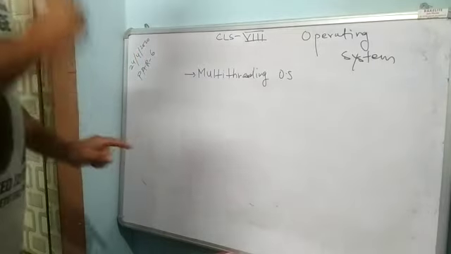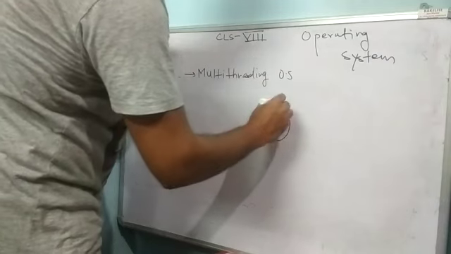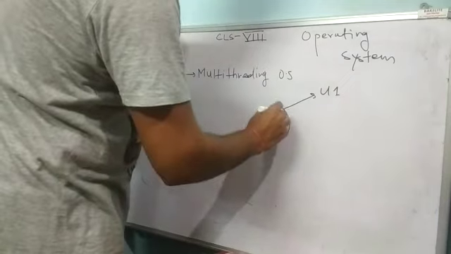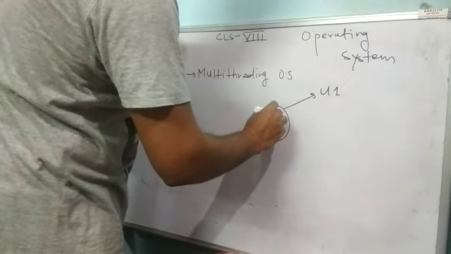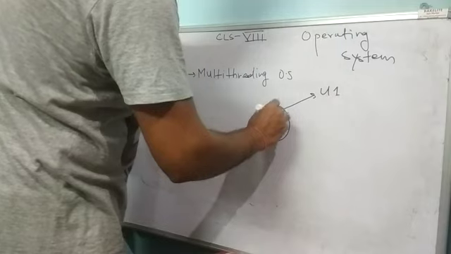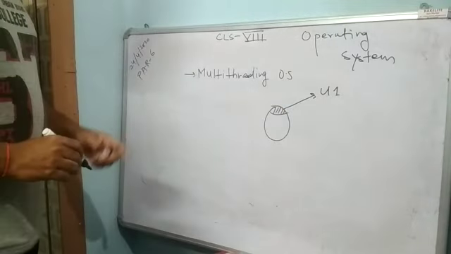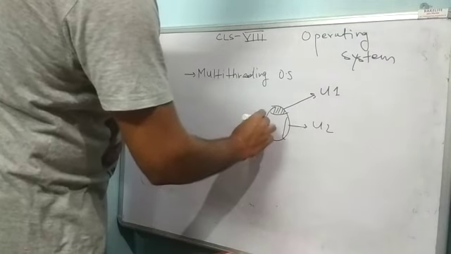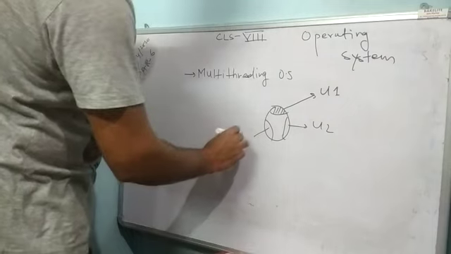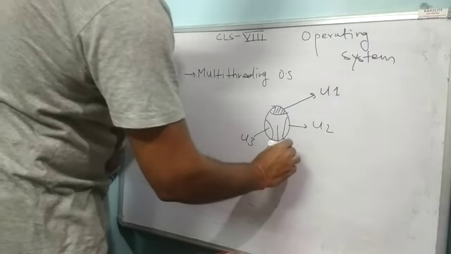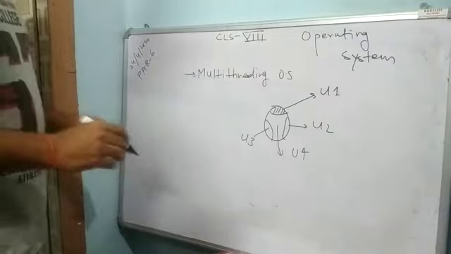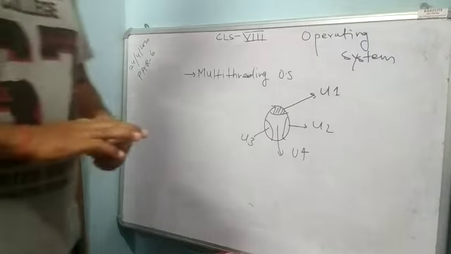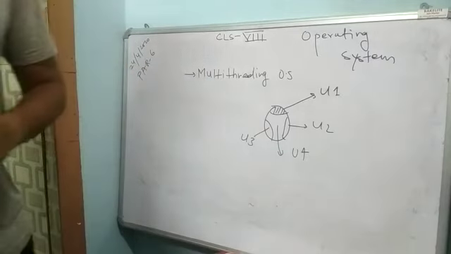simultaneously, which means suppose this is a program. One part is accessed by user 1, this part is accessed by user 2, this part is accessed by user 3, and this part is accessed by user 4, at the same time. What I said, simultaneously. This is done through the multi-threading operating system.